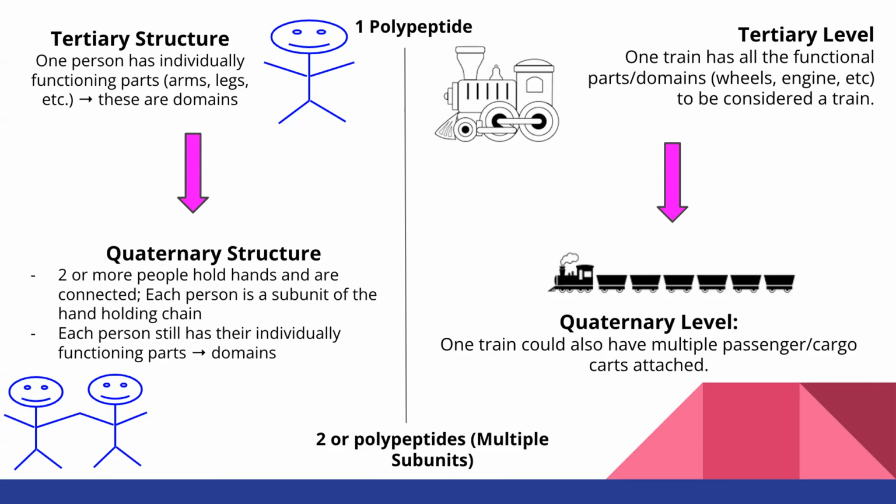Same thing for the train analogy. One train has a bunch of functional domains, the wheels, the engine, whatever it may be, and then a series of trains would have quaternary structure, and each singular train in that would be a polypeptide chain.